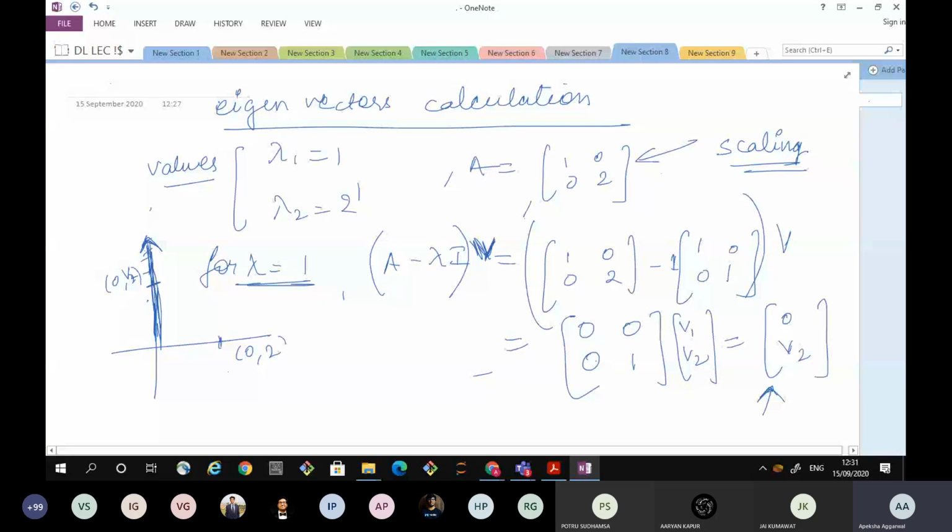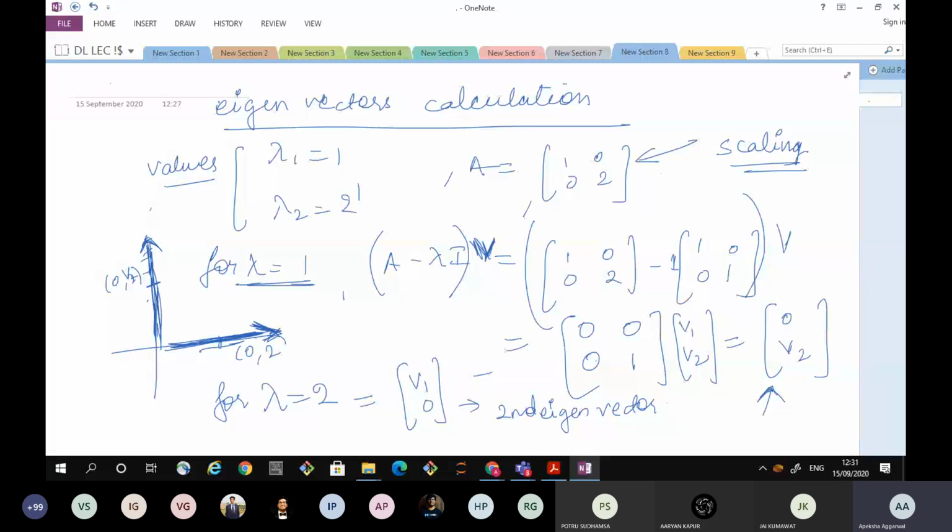Similarly, I can calculate for lambda equal to 2. For lambda equal to 2, I will get something like v1 and 0. So this is my second eigenvector, which means that any vector that is in the x direction is my eigenvector, because it remains unchanged when I perform the scaling operation with the matrix given over here. So I hope the eigen thing is clear right now. If it is not clear, I'll explain it in the next class.